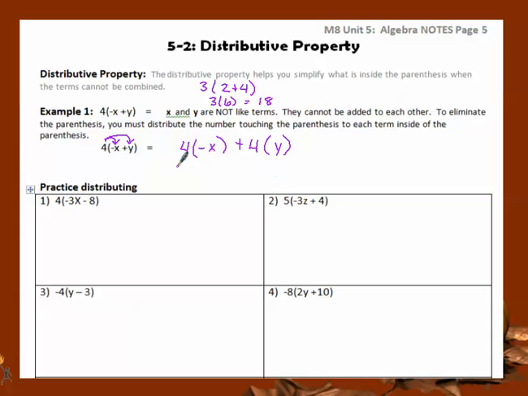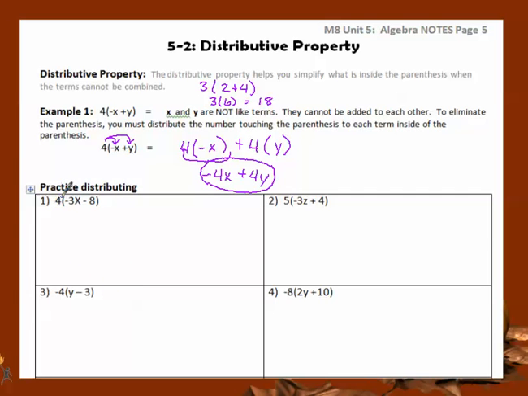Alright, and if I finish that off, I'm going to do this piece here. So I'm going to do 4 times negative x, which is going to give me a negative 4x. 4 times y is going to give me a positive 4y. And I can't combine those terms. They're not like terms. So that's where I'm going to stop. Okay? So let's do some practice with this.